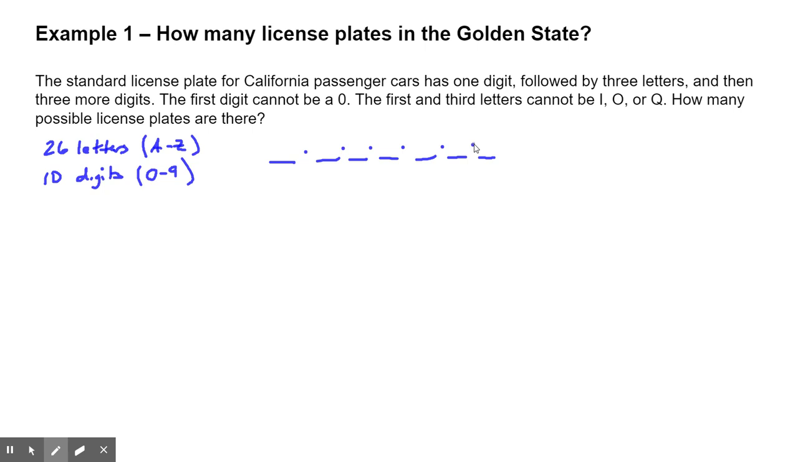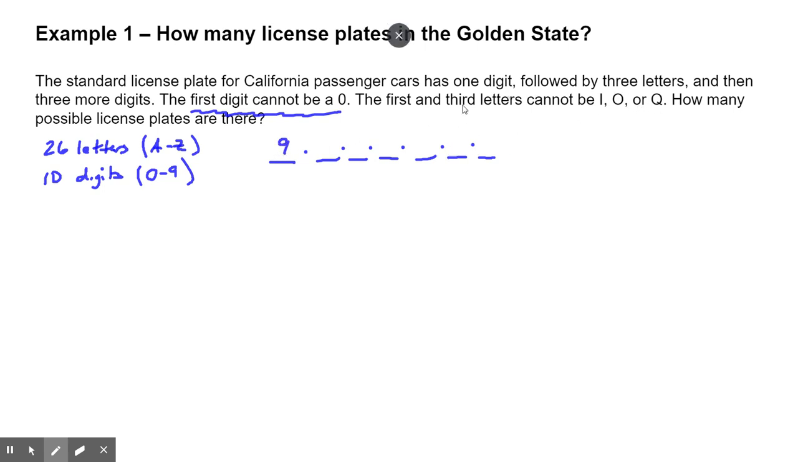So you can see that these numbers get rather big. And again, we're looking for all the possible totals. So the first is a digit. And it says that the first digit cannot be a 0. So that means instead of there being 10 possible digits for this first space, now there's only 9.